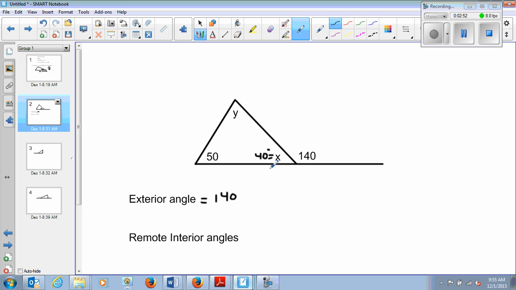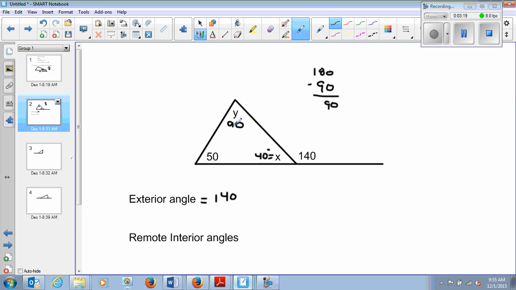Now that I have that, I can actually find y, because now we have a triangle here, and those three angles again must also add up to equal 180. So I add 50 plus 40, that's 90. Subtract 90 from 180, and we get that y is going to equal 90 degrees as well.